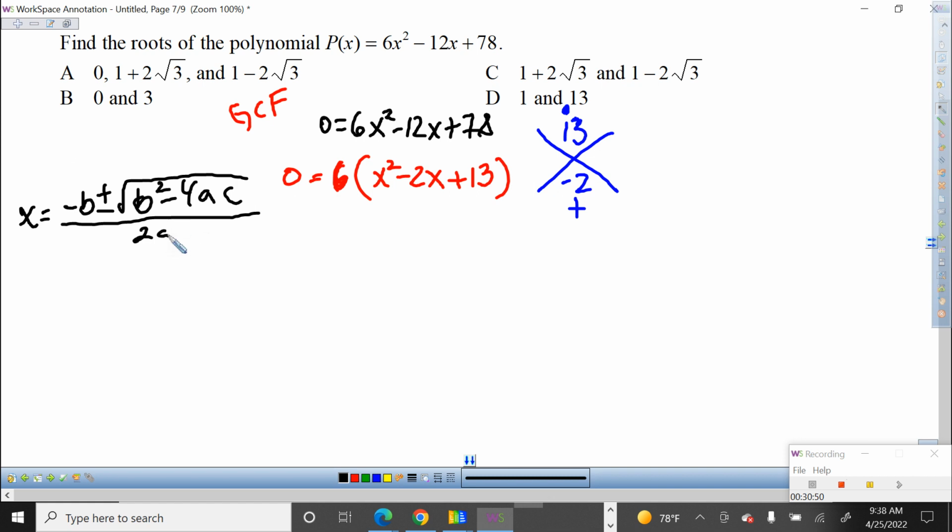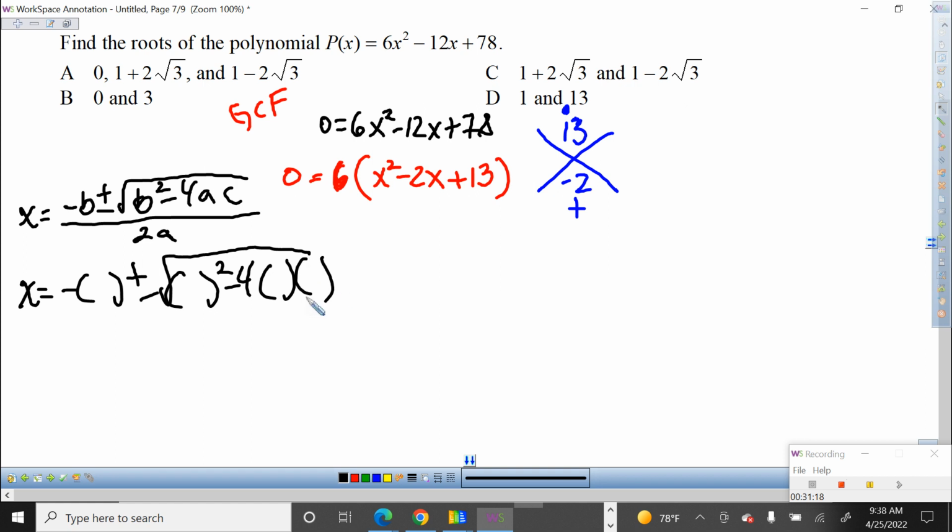Yeah, so this one, those of you that were with me at Frank's Ride, we hammered this one so much. Quadratic formula, right? x equals negative parentheses, plus or minus the square root of parentheses squared minus 4 parentheses parentheses, over 2 parentheses.